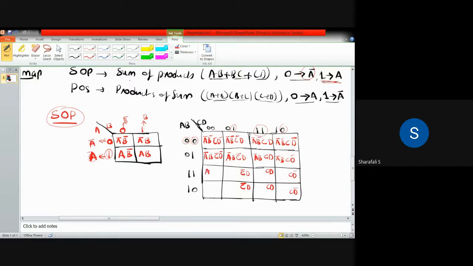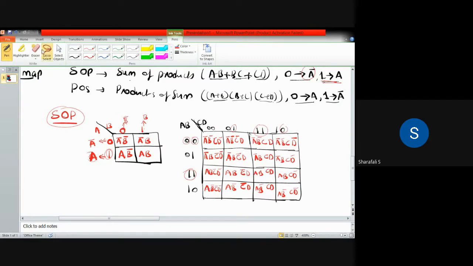Here we'll have A B, C bar D bar. Here also we'll have A B, because it is representing 1 1, both A and B are 1. And here we'll have A B bar, C bar D bar, then also A B bar throughout. I hope you understood this concept clearly, because that is needed when you go for simplification. This is how we fill in each of these cells when you are considering SOP form.